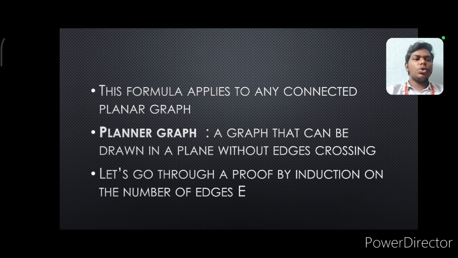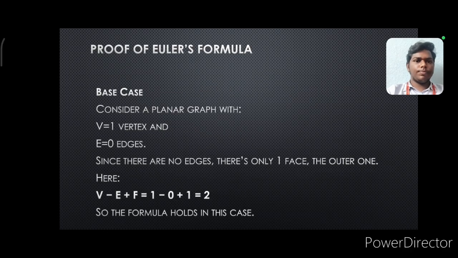Let's go through a proof by induction on the number of edges E. So proof of Euler's formula. Base case: consider a planar graph with V equal to 1 vertex and E equal to 0 edges. Since there are no edges, there is only one face, the outer one. Here V minus E plus F is 1 minus 0 plus 1.